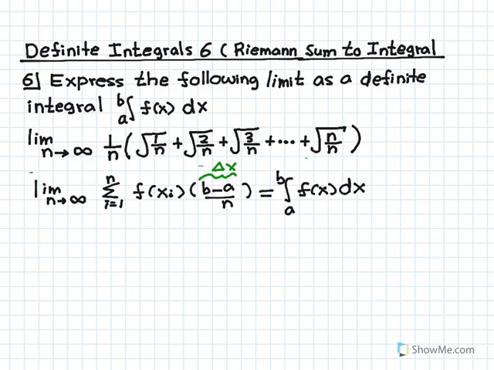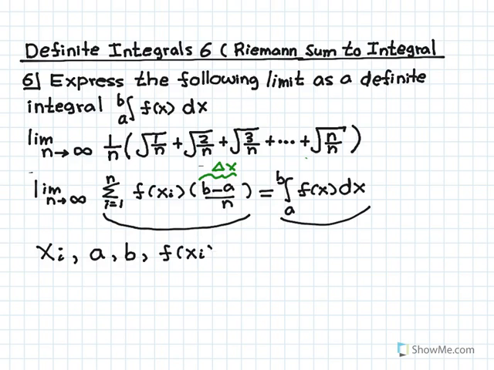So we have this part here, which is the definition of the right-hand Riemann sum. We take the limit of this right-hand Riemann sum, and that becomes a definite integral from a to b of f of x dx. That's the definite integral right there. So our goal is to find xi, the x values, the lower limit a, and the upper limit b of the definite integral, the functional values f of xi, and the common width delta x.